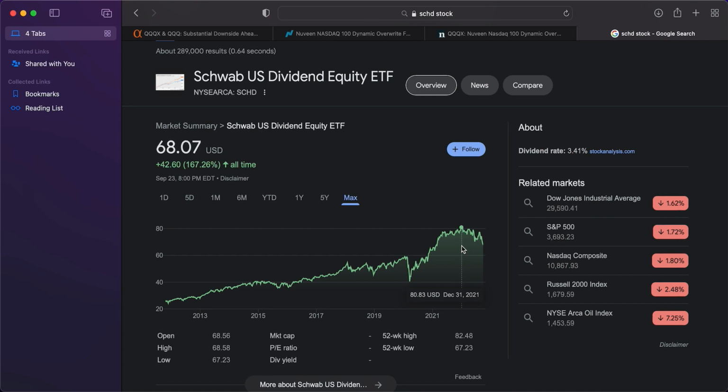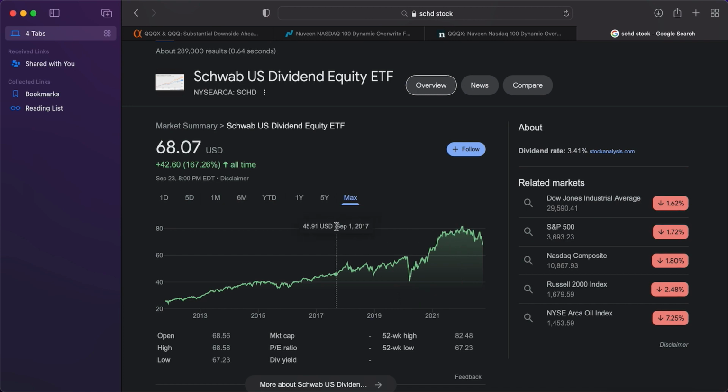And so even though you're getting a lower dividend yield, you're going to get that share price appreciation, and then also potentially the companies that the Schwab U.S. Dividend Equity ETF invests in, just as an example, could increase those dividends over time. And so then the question becomes, maybe you could create your own version of the Schwab Dividend ETF, or your own version of QQQX.